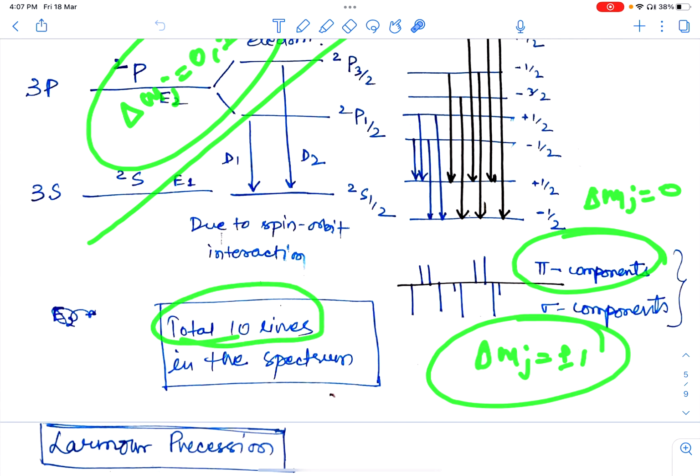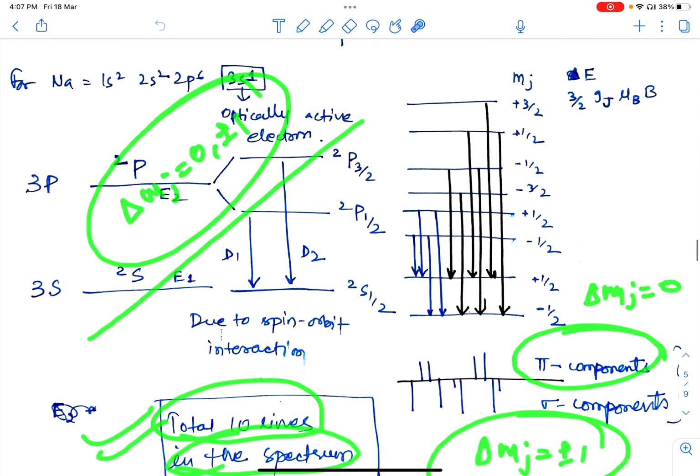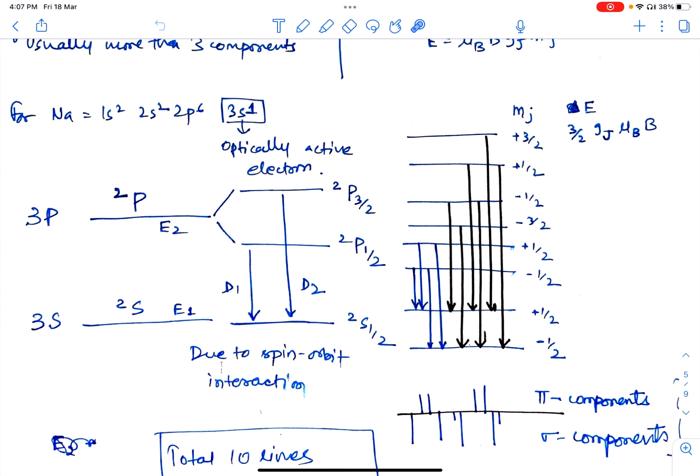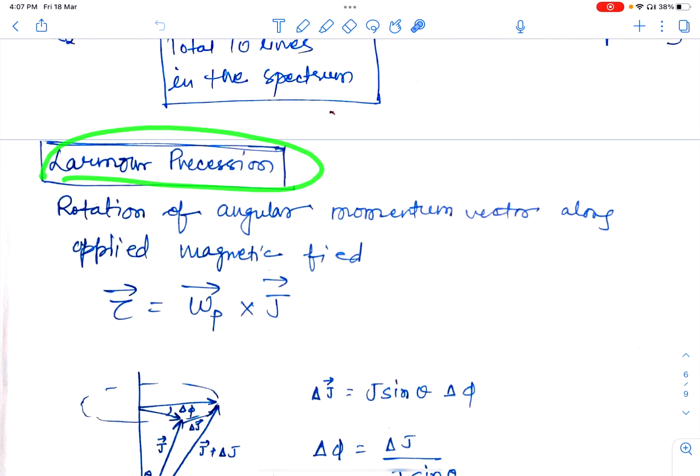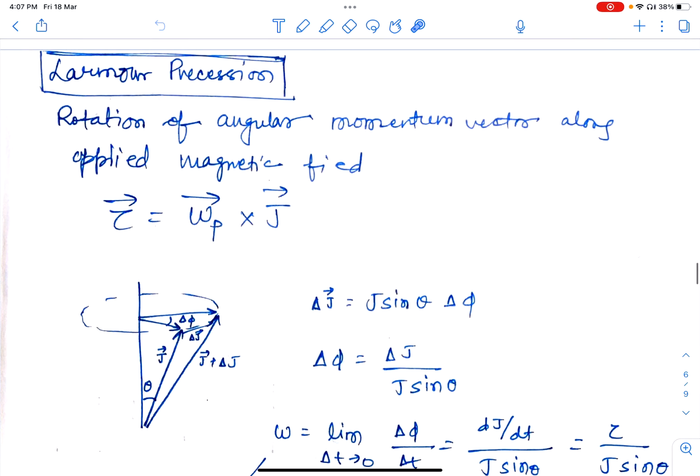So there are a total of 10 lines in the spectrum. This is a very important question. It happens to come most of the time in the examination. Now we are going ahead with the Larmor precession. Larmor precession is a very important term, and you need to remember the formula, because questions are coming.